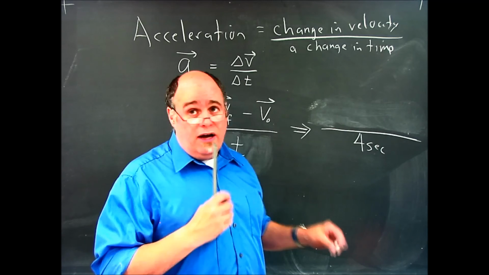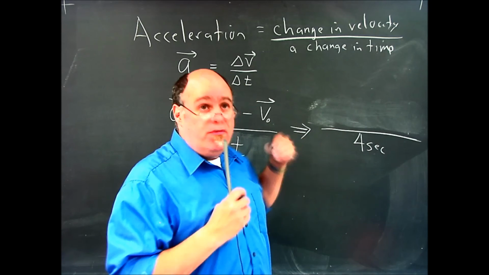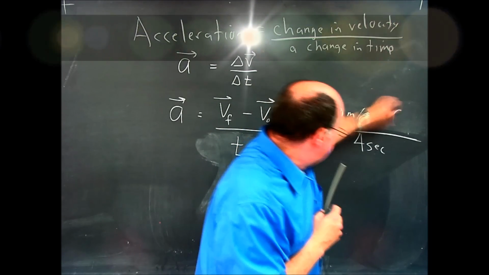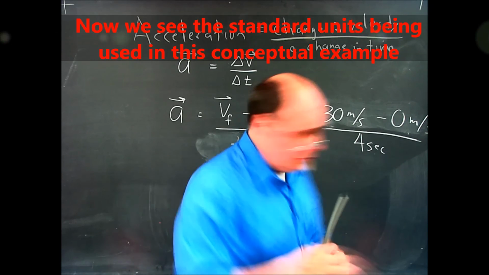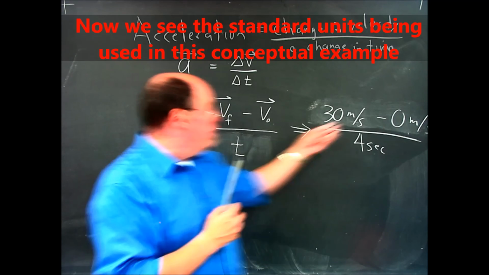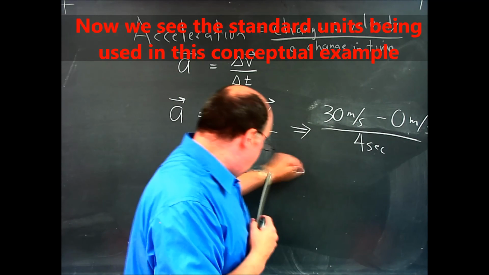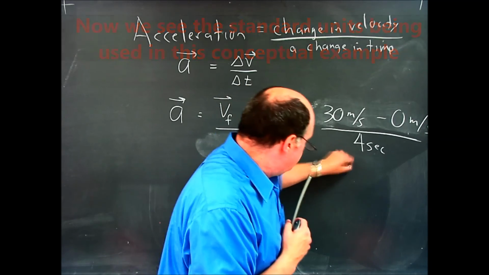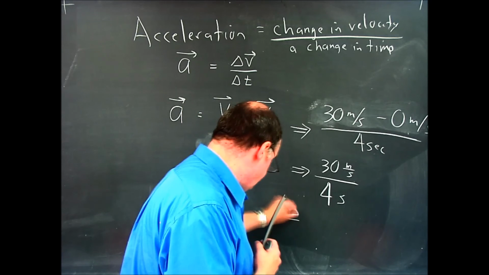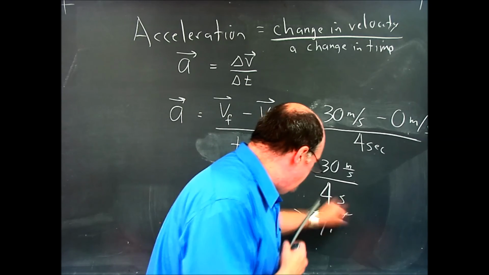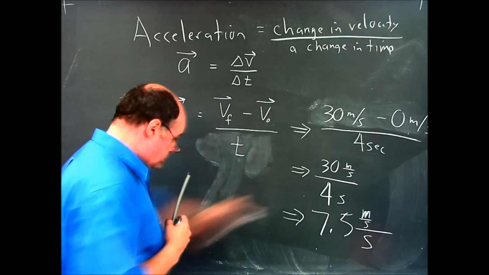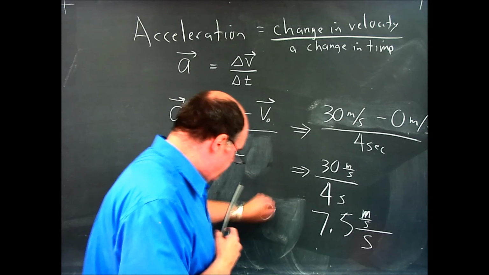So I could say this. My car goes from 0 to 30. This is 30 meters per second minus 0 meters per second. And what I would do is, 30 minus 0 is 30. So this would equal 30 meters per second divided by 4 seconds. This would come out to be 7.5 meters per second. So that's what the acceleration would equal.